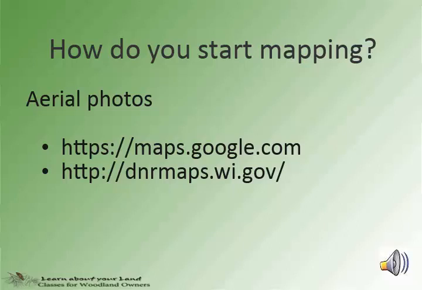The DNR site is more complicated, but it does have a help section to get you started. The advantage of the DNR site is that you can compare several different years of photos and add various features like roads, the types of trees, and topographic maps to what you print. If you don't have access to the internet, you may be able to get copies from your local land conservation office, or you may be able to get assistance at your local library.